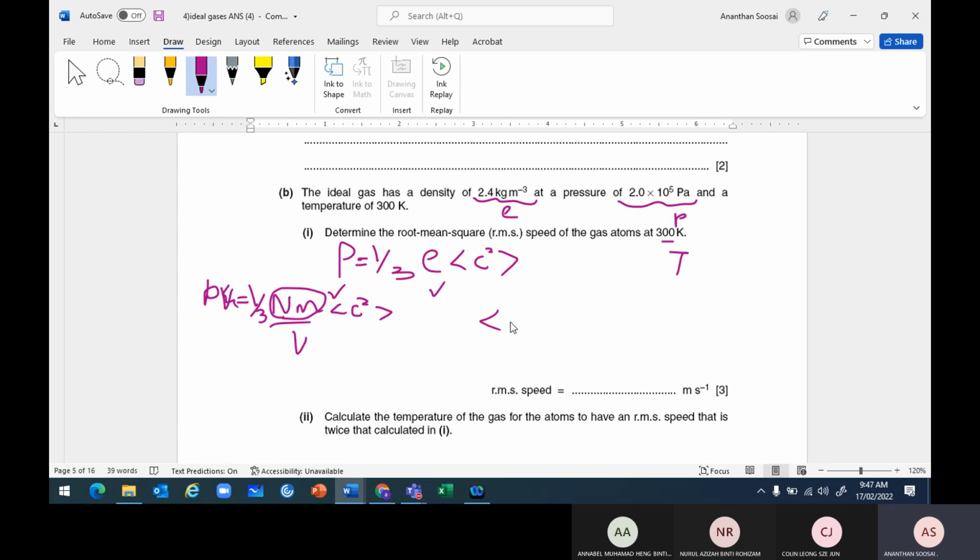Okay, so find the mean square speed. Then whatever mean square speed you got, just square root it. You get the root mean square speed.